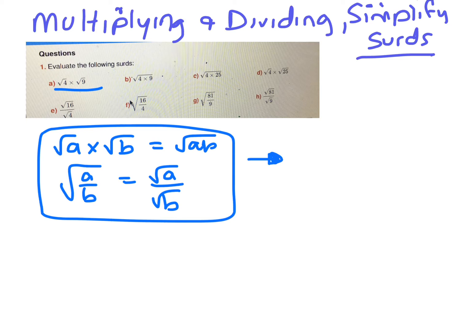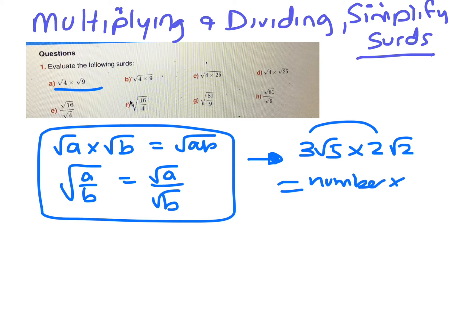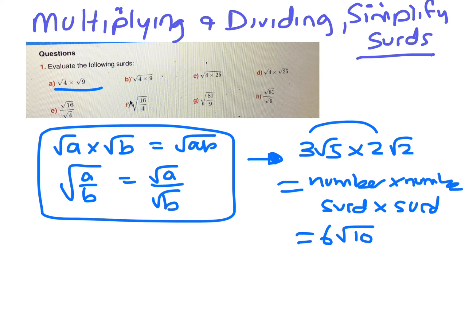The other thing to note is that, say you have 3 root 5 times 2 root 2, then you can do number times number, and then surd times surd, and then simplify at the end if you have to. So 3 times 2 is 6, root 5 times root 2 is root 10.